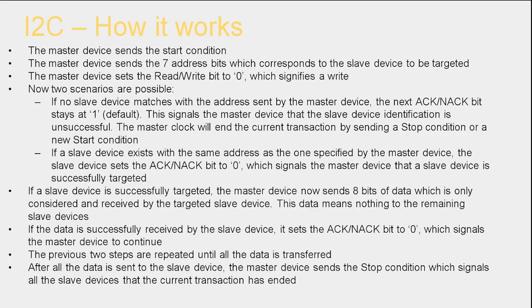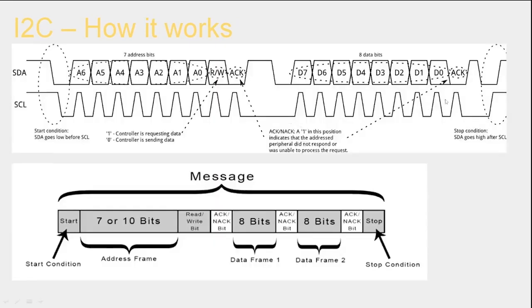Okay, then it sends the data. Once it gets the acknowledgement, the data is sent and the data is acknowledged. Again, the slave sends an acknowledgement to the master.